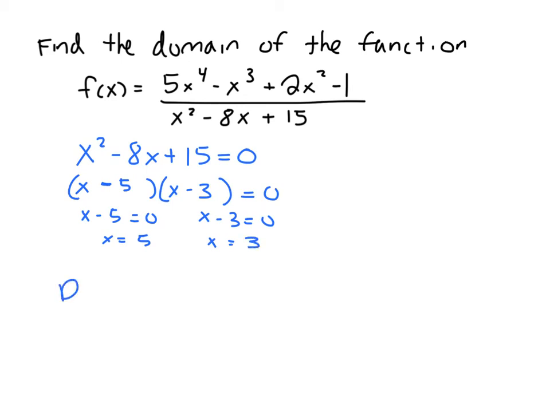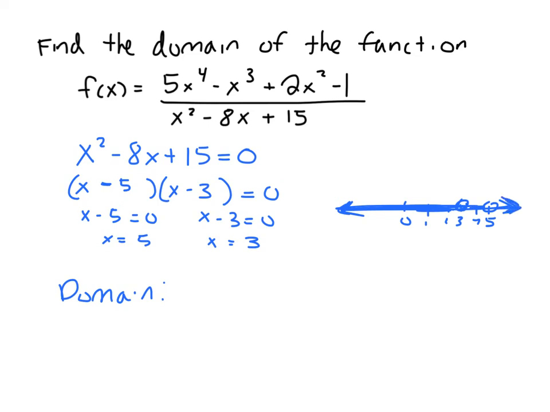Alright, so what's our domain? The domain then, so if I were to draw this on a number line, sometimes I like to do that. So here's 0, 1, 2, 3, 4, 5. Basically, I'm excluding 5. Okay, let me number those. I'm excluding 5 and I'm excluding 3. But I have everyone else. So from negative infinity to 3, I'm good. Between 3 and 5, and then from 5 to infinity.